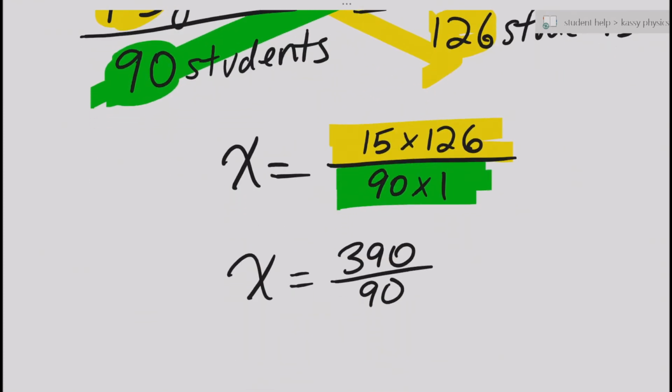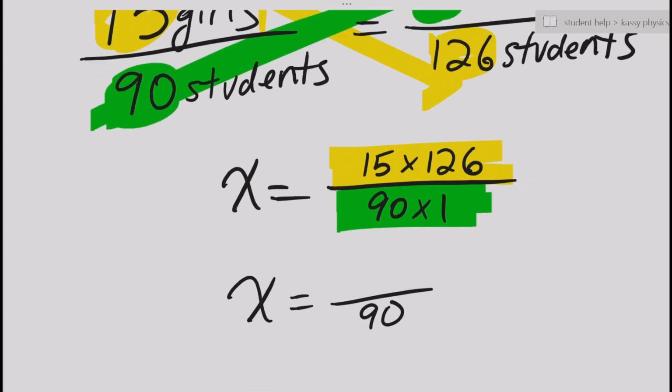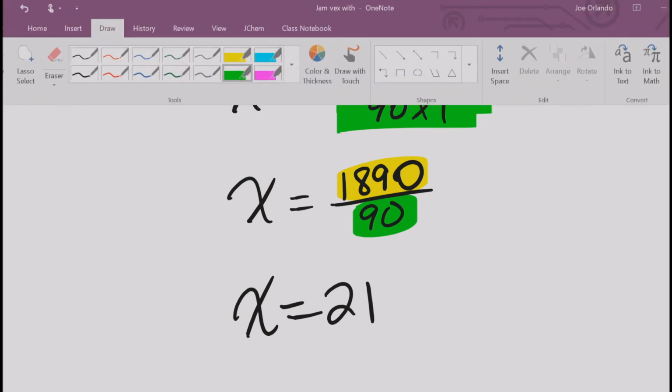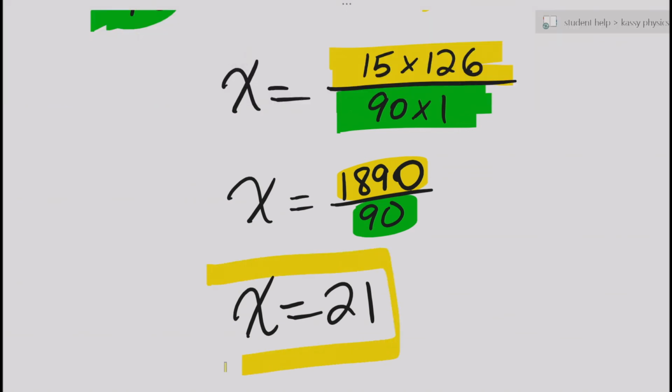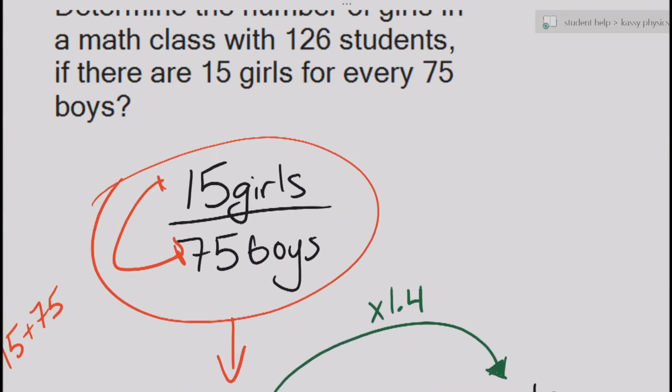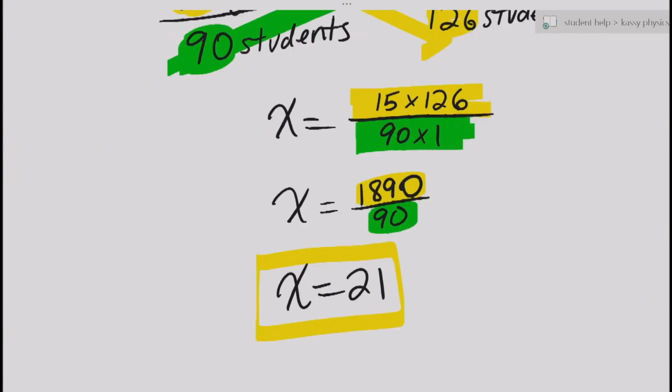Oh, I did something horribly wrong. 15 times 126 is not 390. Sorry, that should have been 1890. That makes sense. And x is equal to 1890 divided by 90, which gives us 21. So if you're familiar with cross multiplying, you can use that technique. But if not, you can approach a question like this just by thinking your way through it, thinking in terms of ratios. So yeah, that's how we approach that one.